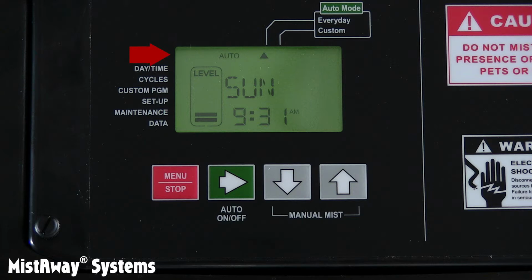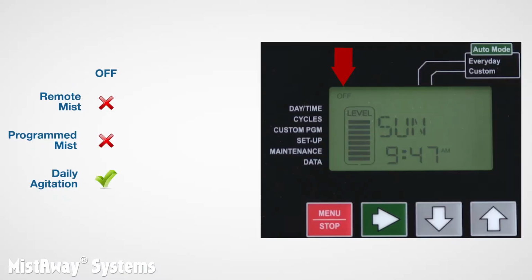You'll set what we call the system mode at the very top of the home screen by pressing the green button. If off is displayed, the unit won't run any mist cycles that have been programmed, and it will not run a remote mist. It will, though, execute a daily agitation cycle, which helps to suppress biologic growth in the drum or batch tank. Press the green button again, and REM is displayed. This is the on-demand mode, and the unit will respond to a mist command from a handheld remote, but won't run any programmed mist cycles.